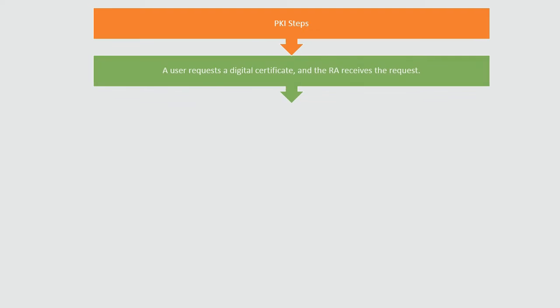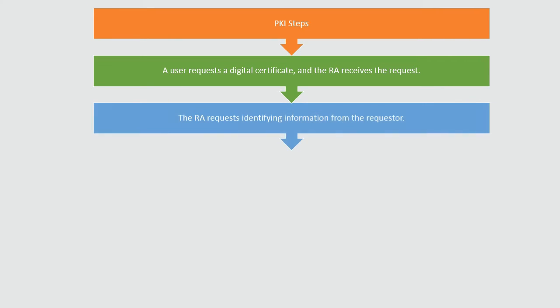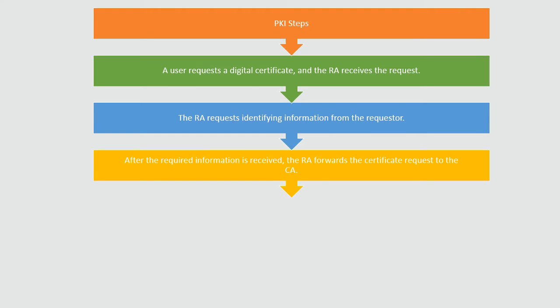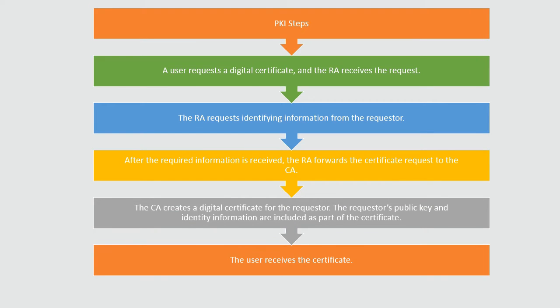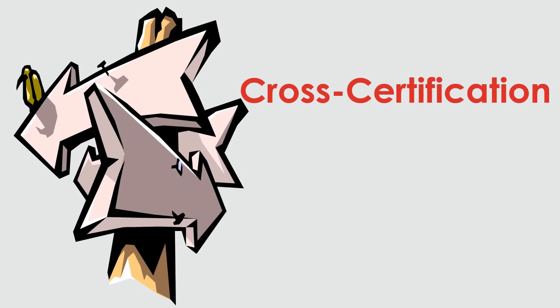PKI steps. A user requests a digital certificate, and the RA receives the request. The RA requests identifying information from the requester. After the required information is received, the RA forwards the certificate request to the CA. The CA creates a digital certificate for the requester. The requester's public key and identity information are included as part of the certificate. The user receives the certificate. Cross-certification.